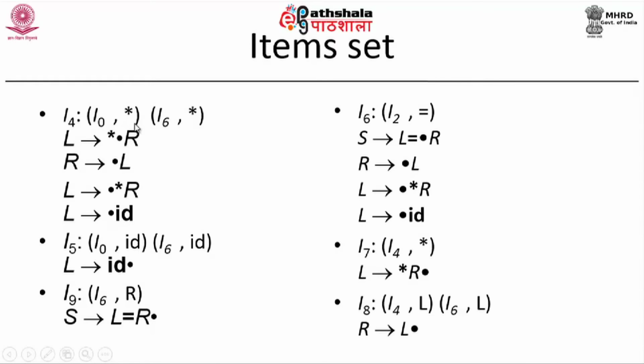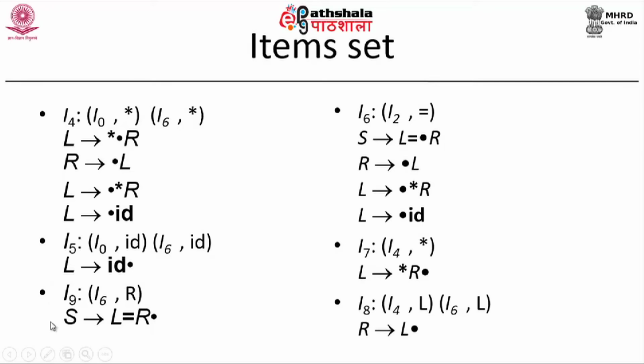And finally, I5 is done. I6 comma R, that is what I have here, I9, which is nothing but shifting the dot by one position to the right. Now, I6 comma L is the same as I8, I6 comma star is the same as I4, I6 comma ID is the same as I5. So, this is what I have basically computed. So, this computes the item set, which is nothing but the LR(0) items.